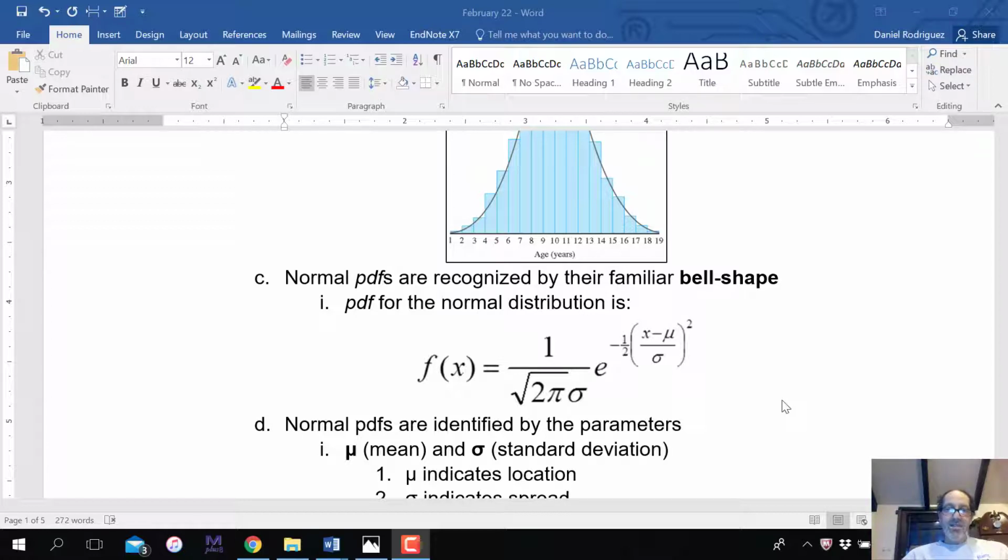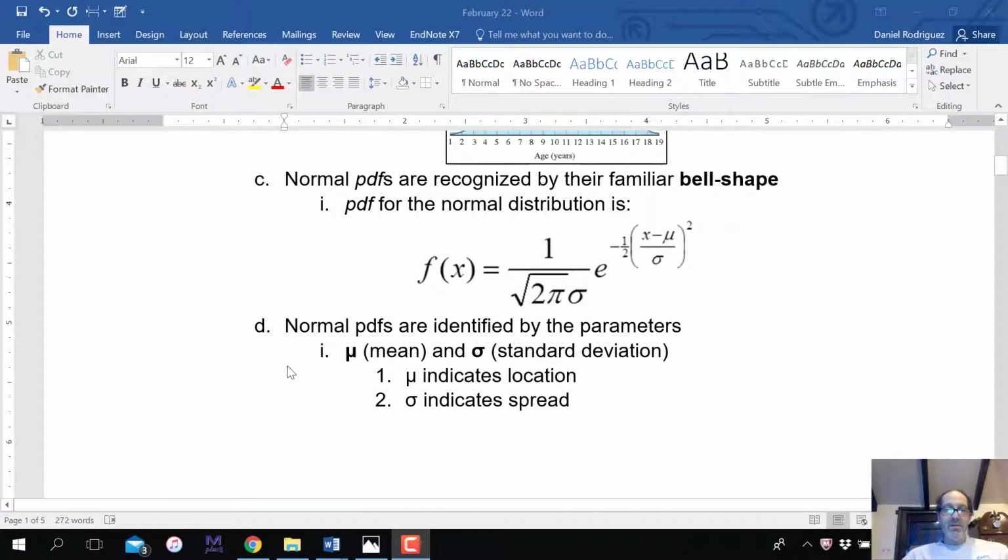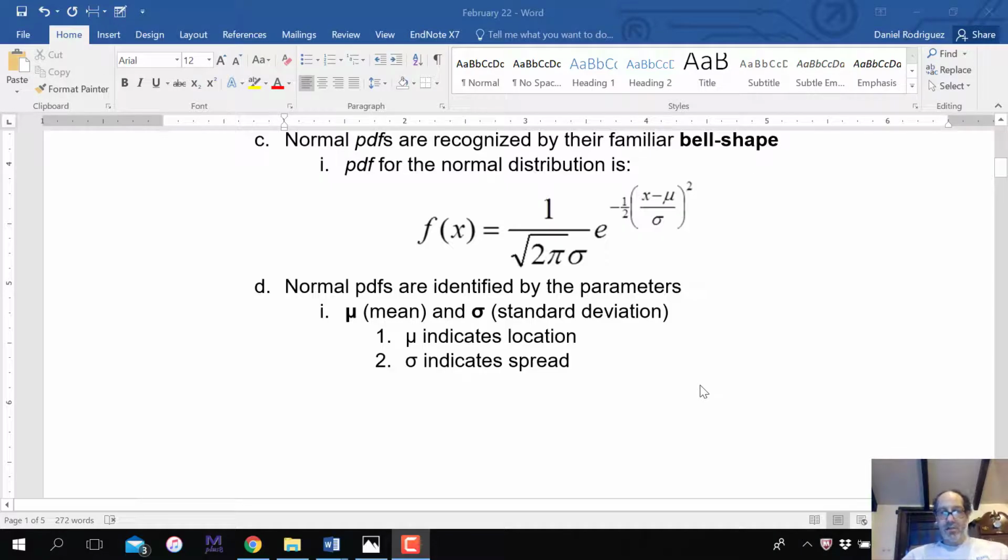However, if you're interested, I do have a video on YouTube that shows you the proof that this distribution is a PDF, and also what its mean and standard deviation are. So mu stands for the population mean, again a Greek letter versus a Latin letter for the sample, and sigma is the standard deviation, which is the square root of the variance. I mentioned mu is location and sigma is spread.